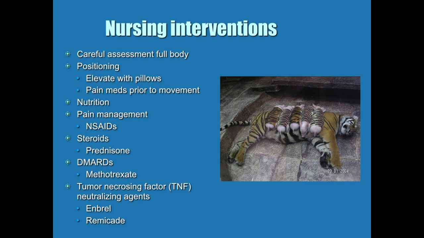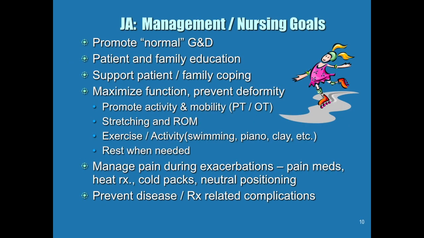Additional medications include the DMARDs, disease-modifying agents for rheumatoid disease. And this is methotrexate. You may have heard this in the treatment of cancer, but it's excellent for the rheumatoid diseases. The tumor necrosis factor agents have been approved for use in pediatrics, and so you will see Enbrel and Remicade used. So additional management and your goals for your nursing care is to promote normal growth and development.